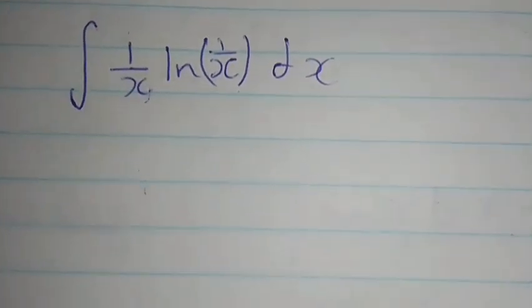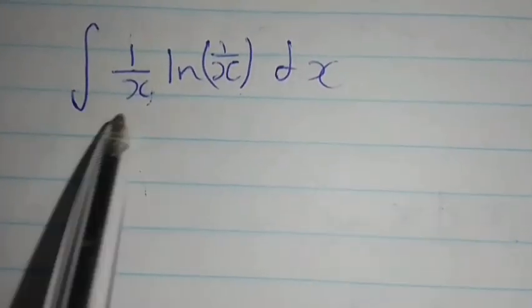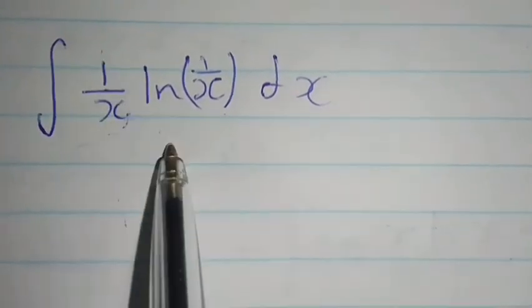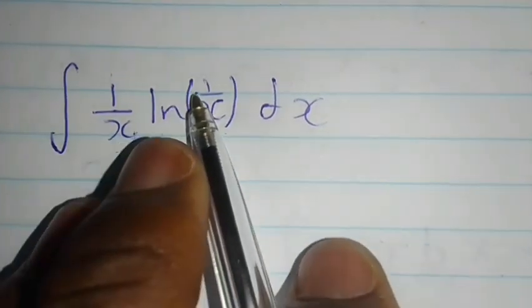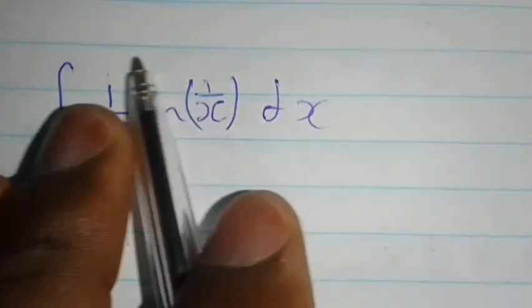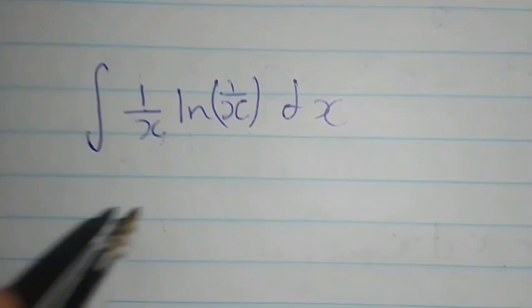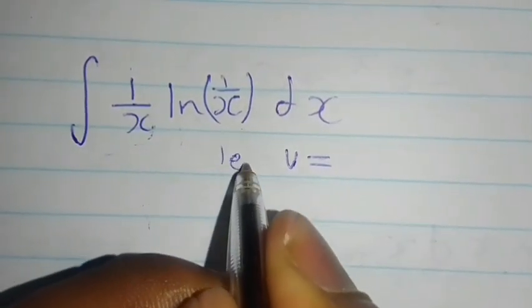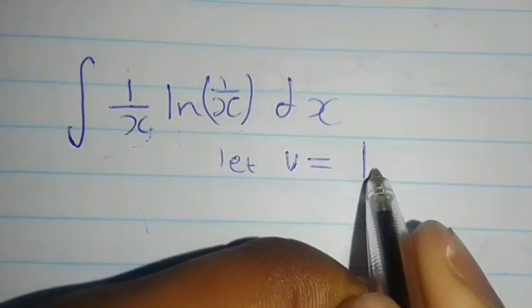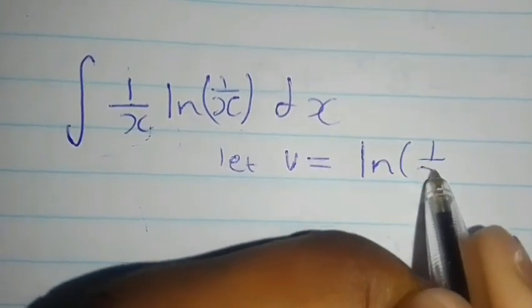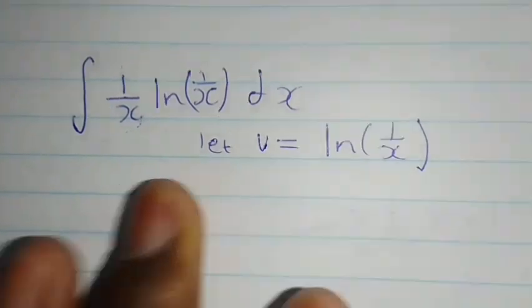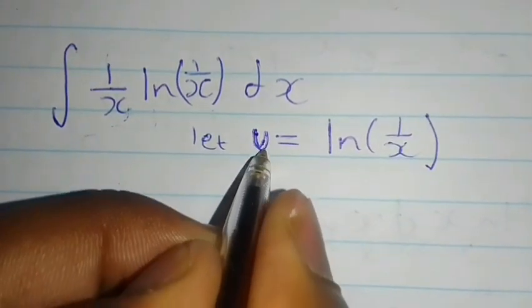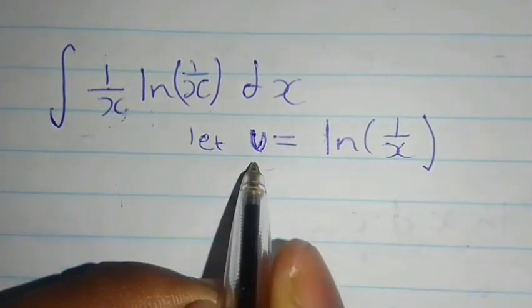Okay, so first things first. Which technique of integration are you going to use? Substitution or by parts? Okay, let's look at this. Do you see any composition? Well, I do. Okay, so let u equal the natural log of 1 over x. This is u, equals the natural log of 1 over x.